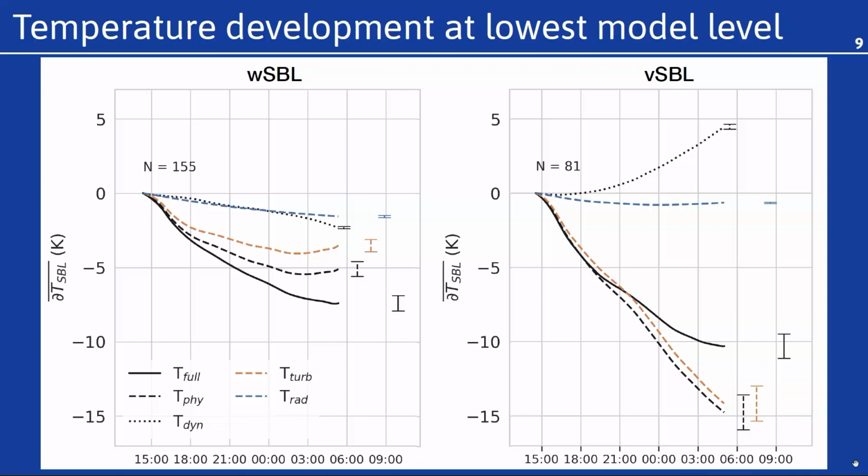In the very stable case, that does not happen. We can see that the orange line continuously drops, meaning that the lowest model level continuously loses heat to the surface and doesn't gain any heat from the higher levels, telling us that there might be a decoupling going on in the model, that the lowest level is now decoupled and basically cut off from this heat transport.